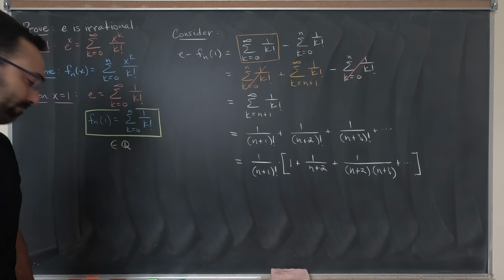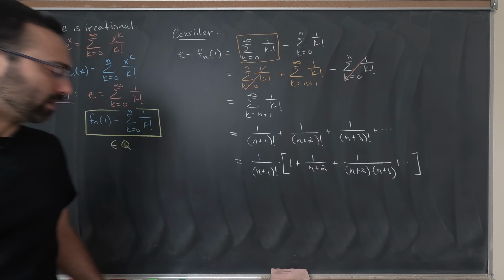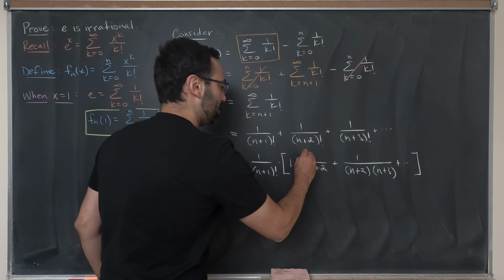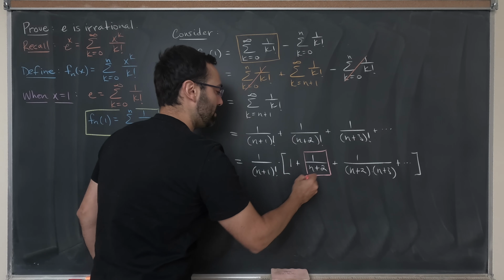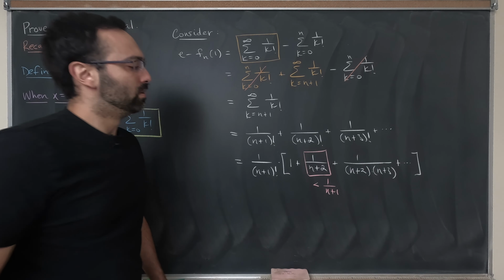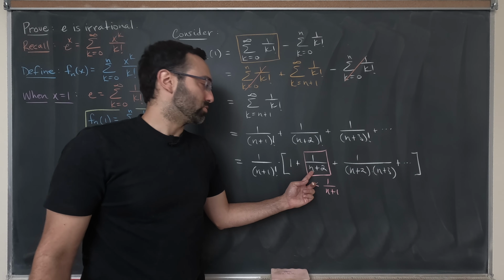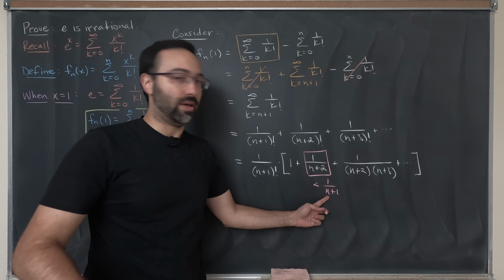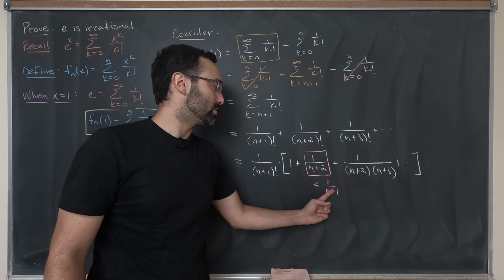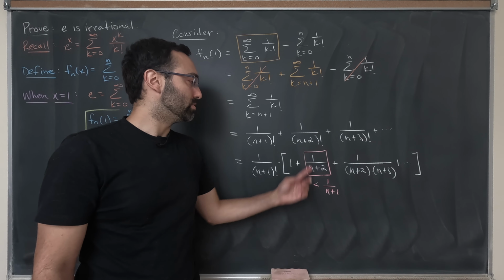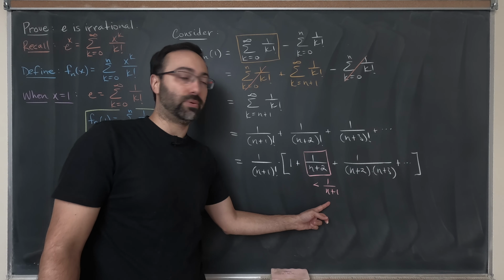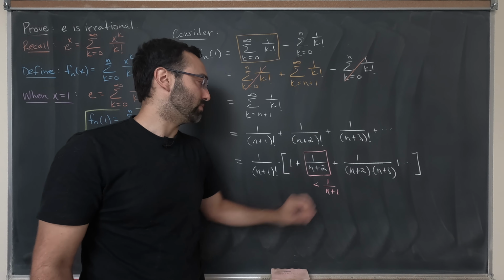Okay, fantastic. Well, now we're going to make a comparison here to another series. Notice here that this quantity is actually less than 1 divided by n plus 1. Why is that? Well, n is a natural number, n plus 2 versus n plus 1, this is larger than this. But since we're dealing with fractions, 1 divided by a larger number is smaller than 1 divided by a smaller number. So this fraction is less than this fraction.